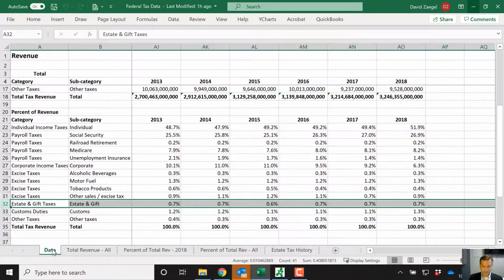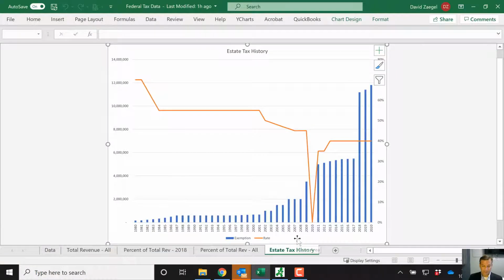When it comes right down to it, it's not that big of an impact on the overall federal receipts. It's less than 1%. There were some times in the 80s and 90s where it was just a little bit over 1%. But for the most part, it's been in this range as a percentage of the total tax receipts for the past 40 years, regardless of what the exemption was and what the tax rate was.